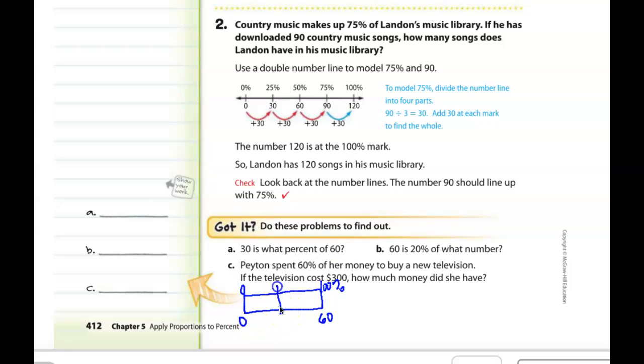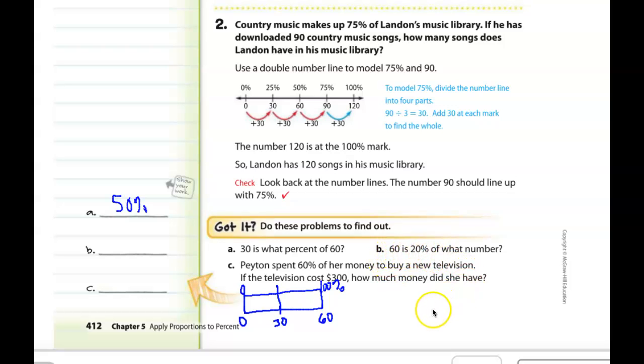Okay, so if we put the 30 here, what percent of 60 is the number 30? Answer that for me, please. Okay, you're exactly right. So 30 plus 30 is 60. So the correct answer is going to be 50%. 30 is 50% of 60. Okay, let's go ahead and solve this one.